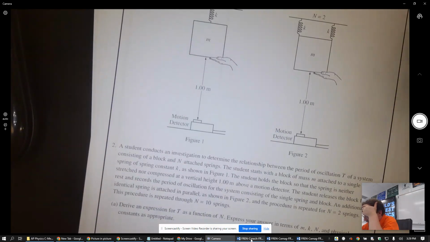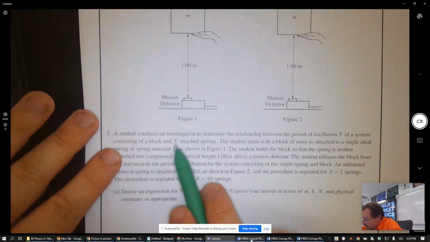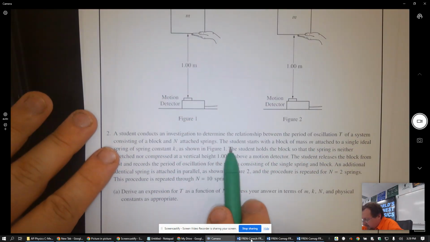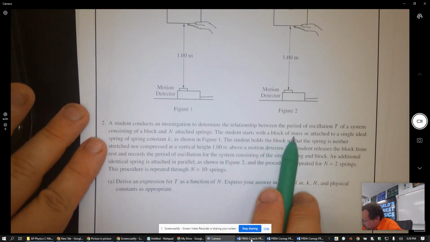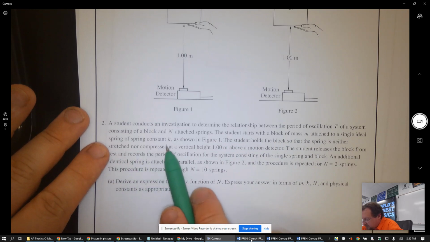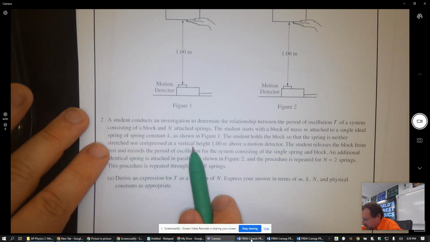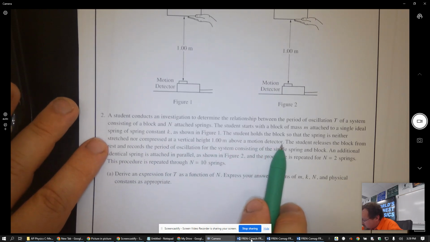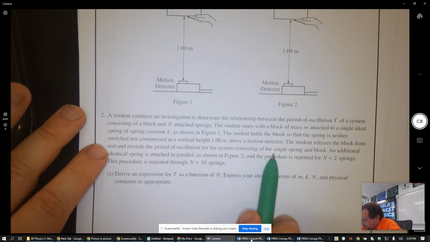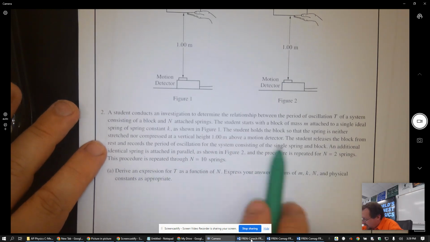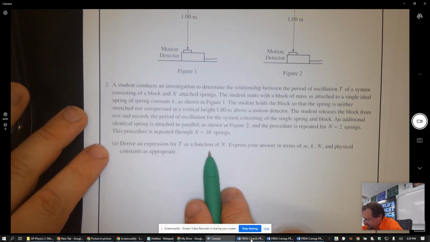Okay, what fresh hell is this? We got the K's, we got a couple of springs. Relationship between period of spring and attached springs. The student starts with a block of mass M attached to a single ideal spring as in figure 1. The student holds the block so that the spring is neither stretched nor compressed, releases the block from rest, and records the period of oscillation for the system consisting of the single spring and the block. Okay, 2, 3, 10, however many you need to do. Derive an expression for T as a function of N.